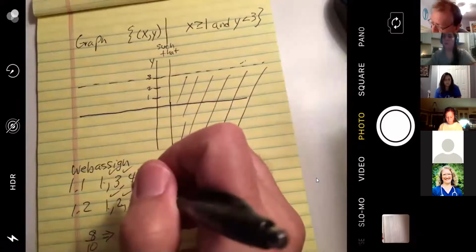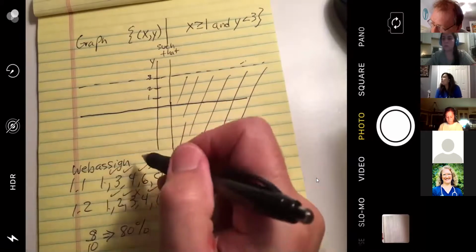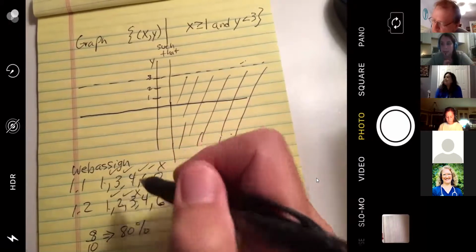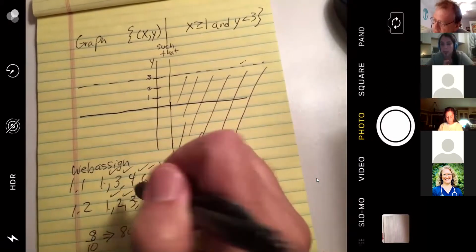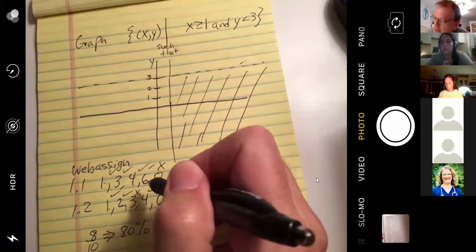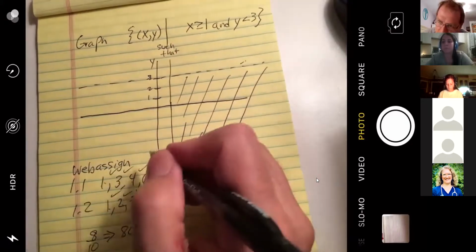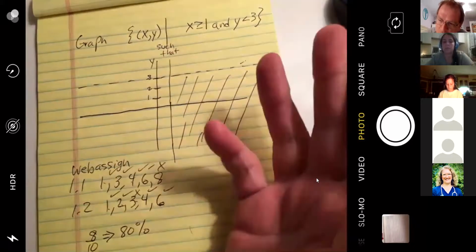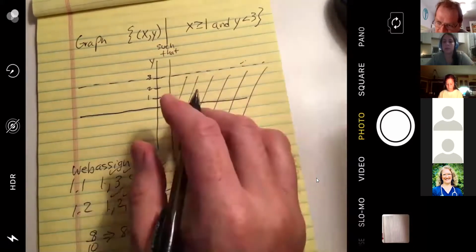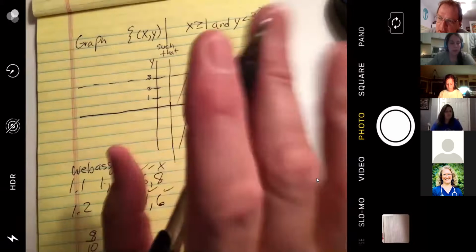What happens is if I make the assignment in WebAssign, it's going to base its grade on all of the problems. So if you leave off number 2, because I told you to leave off number 2, it's going to mark number 2 wrong. And I don't want to mess with that.